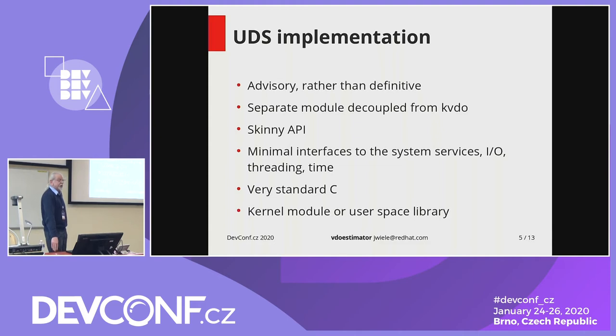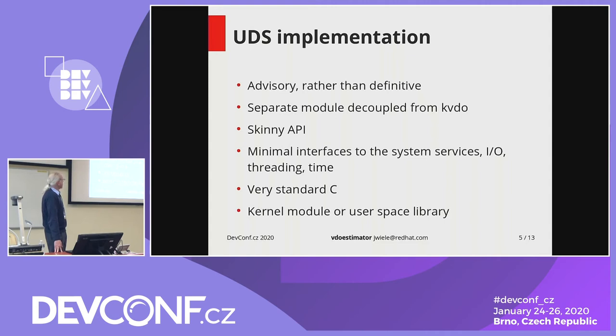Among other things, this means that it has a very skinny API. There's only a handful of calls to basically start and stop indexing and feed it hashes to look up. It also has very minimal interfaces to the system services that it needs. It needs to read and write its backing store because only part of it is in memory at any given time. It has some threading for performance, so it has to manage threads, and it also has some timekeeping. So the interfaces to those things are very slim.